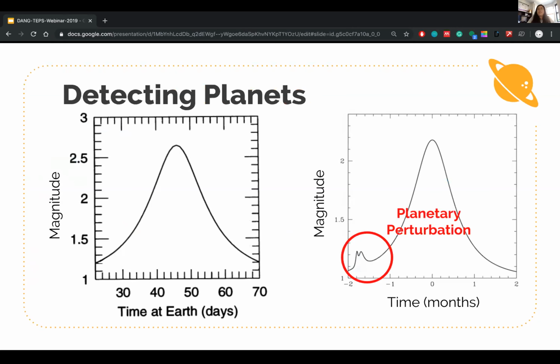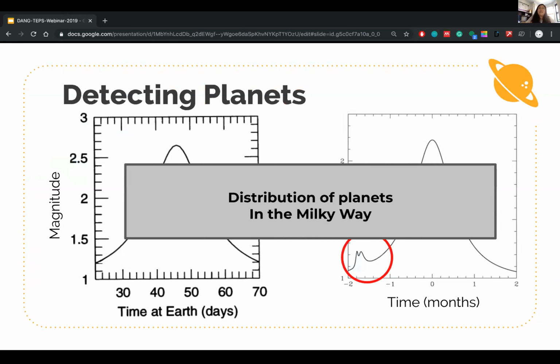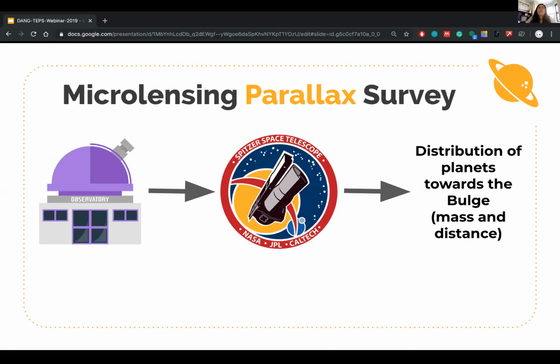Combining everything that I just talked about, this means that if you repeat this many, many times, you can get a distribution of planets, both spatially in the Milky Way, but also a distribution of planetary mass in the Milky Way. And this is exactly what the Spitzer microlensing campaign running since 2014 is aiming to do.